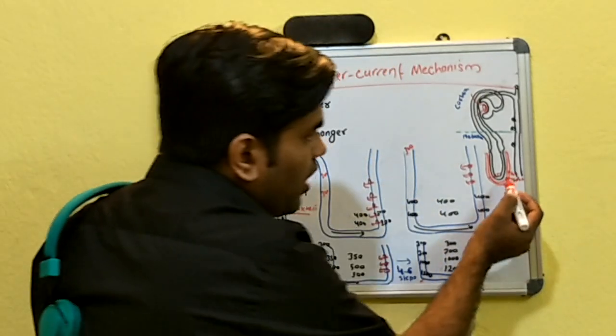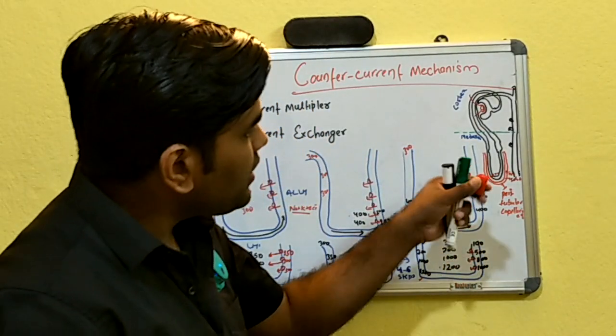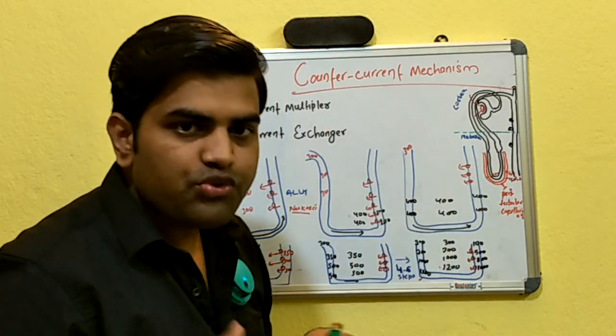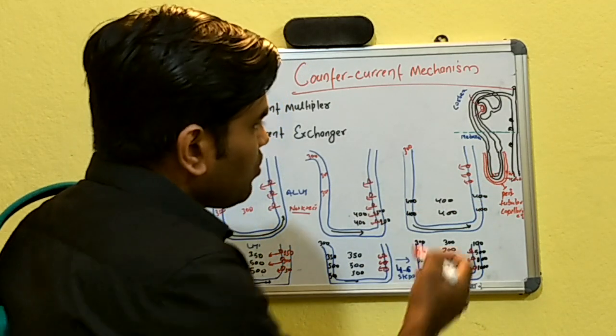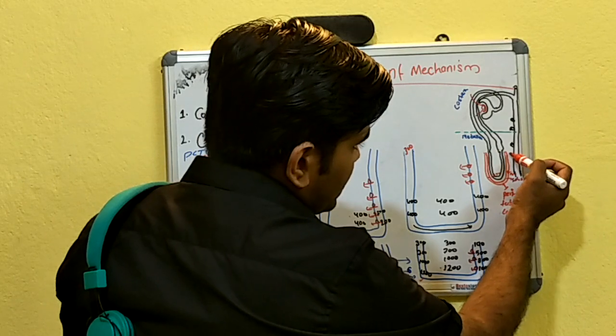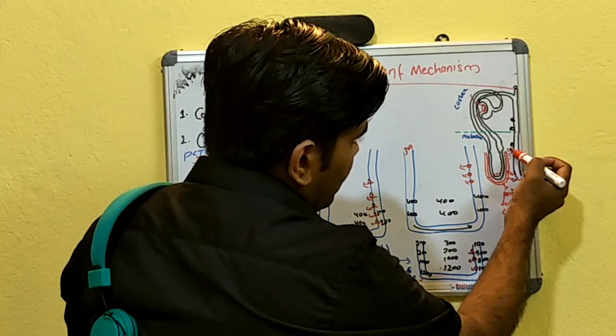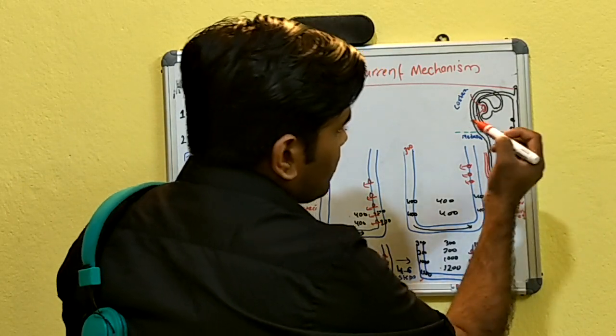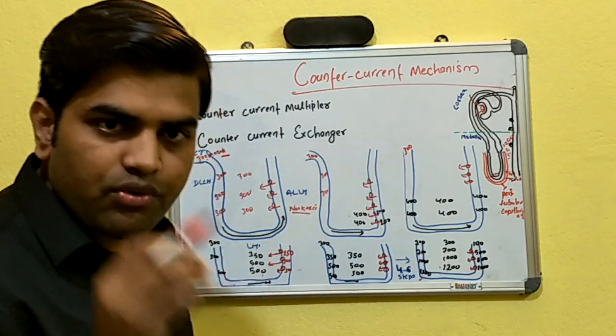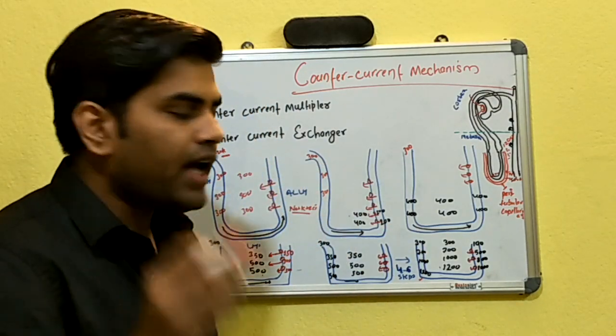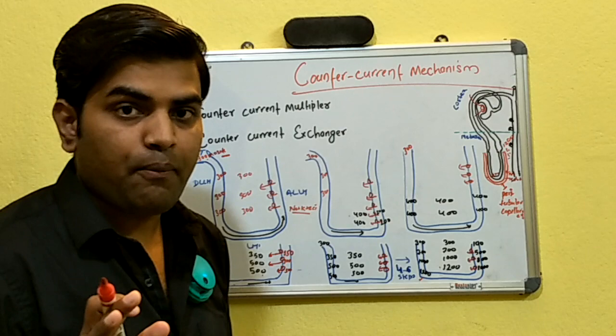So what will form now? Now this is just a vehicle to transport that osmolarity. Now the osmolarity present here will be 1200. So now the interstitial fluid of your medulla has an osmolarity of 1200.